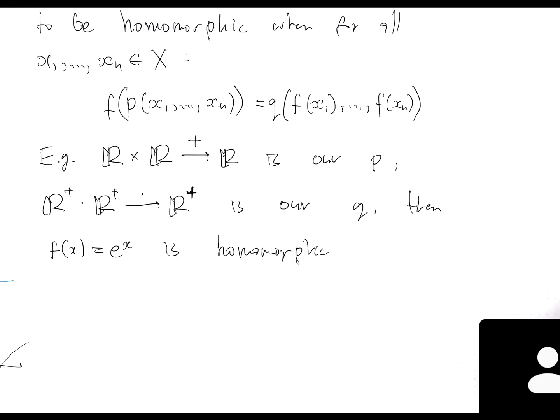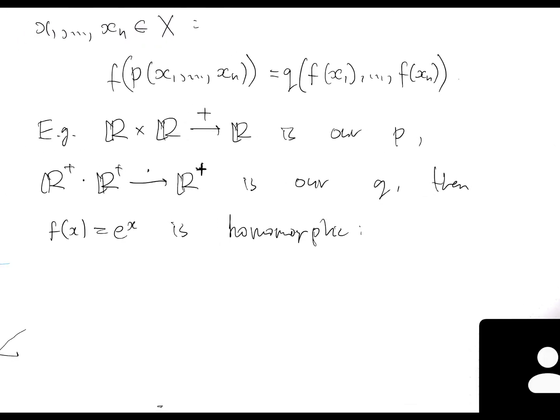Why? So if I look at the previous expression, I need to evaluate my f at what? At p of x1, comma x2, right? But what is p of x1, comma x2? P is addition, right? So this will be f of x1 plus x2. But what is f? F is exponentiation, so this will be e to the power x1 plus x2.